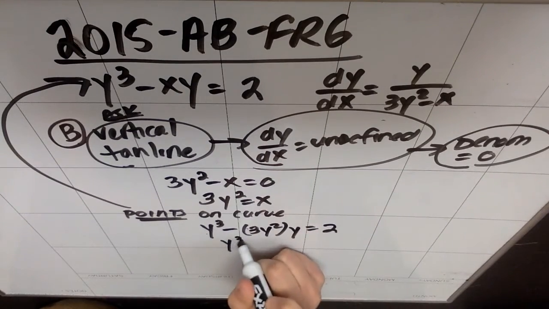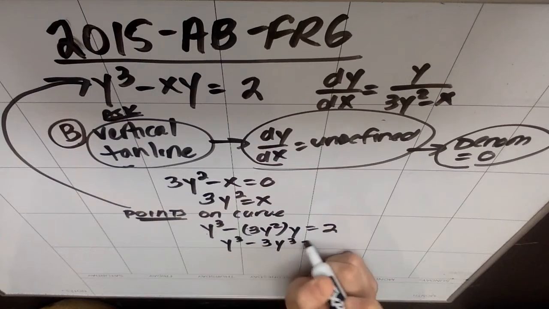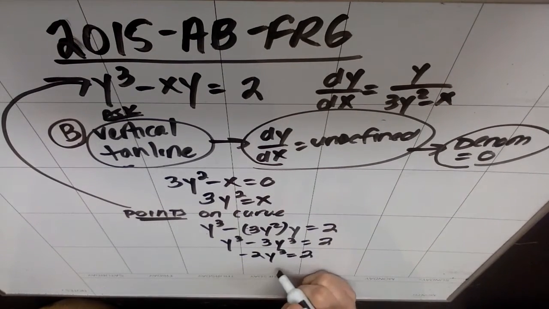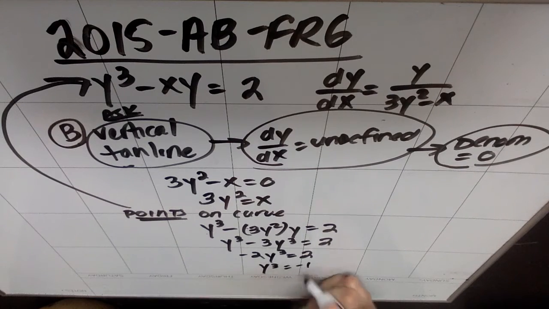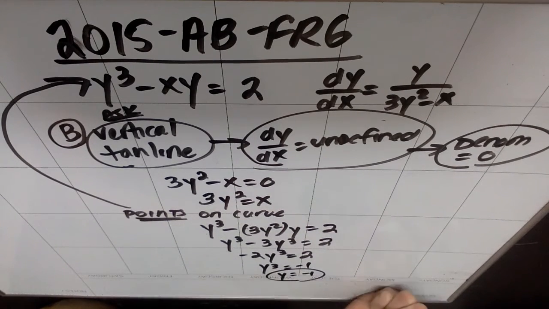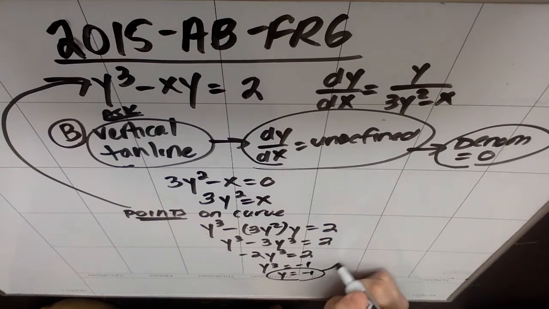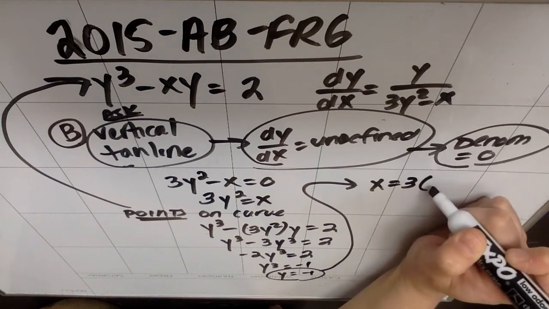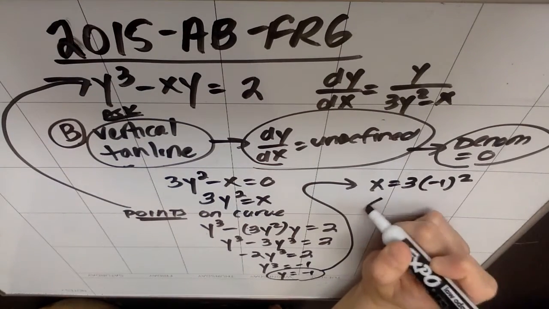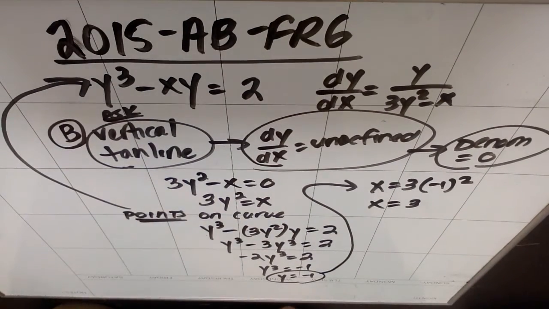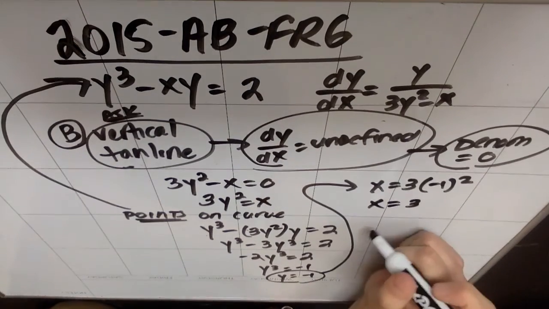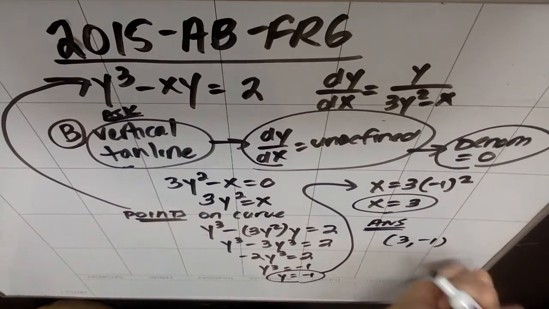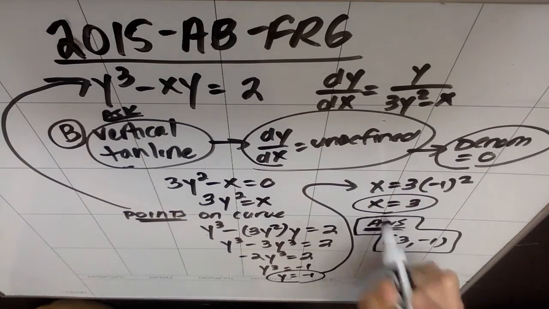Well, that's y cubed minus 3y cubed equals 2. Negative 2y cubed equals 2. So y cubed is negative 1, which means y is negative 1. Once I know the y coordinate, I can go back and find the x coordinate, because I know that x is 3 times y squared, which means that x has to be 3. So my answer is just the one point, 3 comma negative 1. That's the only possible point that gives me that.